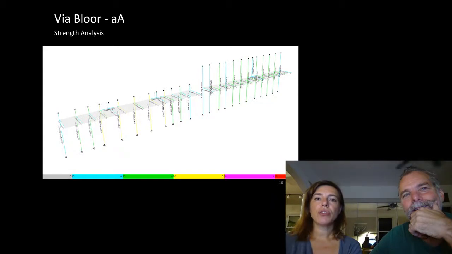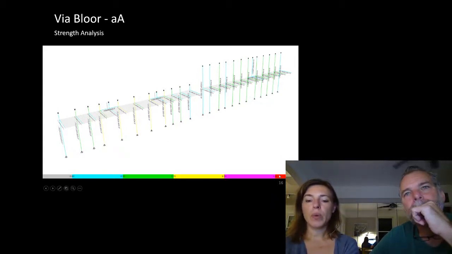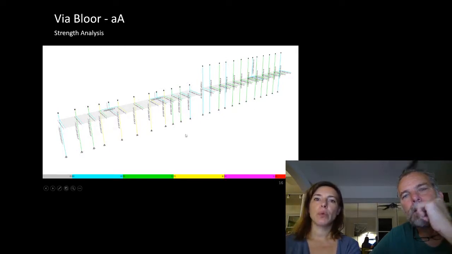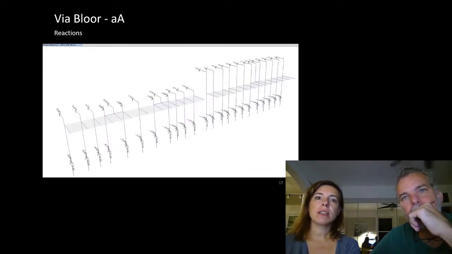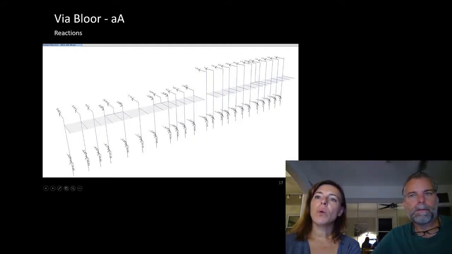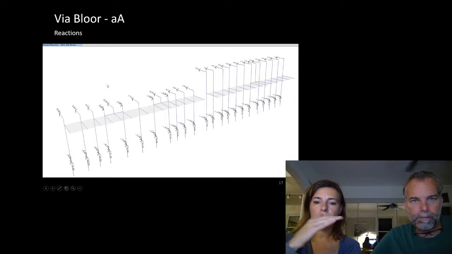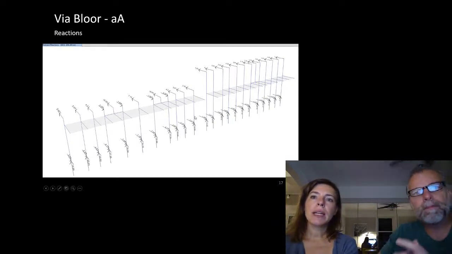So here's a structural analysis showing that red is what we would consider overstressed, where our factored load is greater than our reduced capacity. You can see all of these members work. Here are the reactions. I hid the reactions for the X and Y direction just because it muddled up the drawing a little bit.